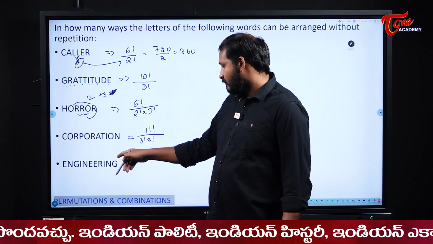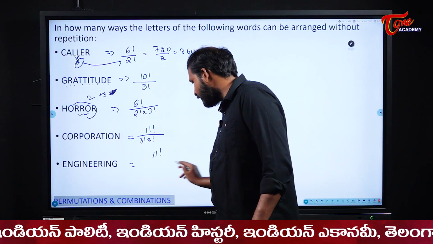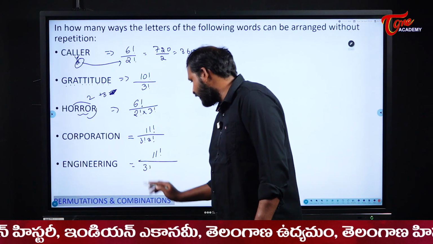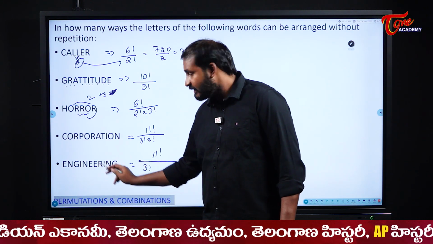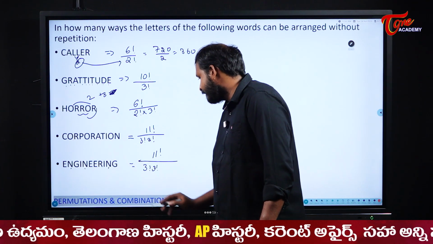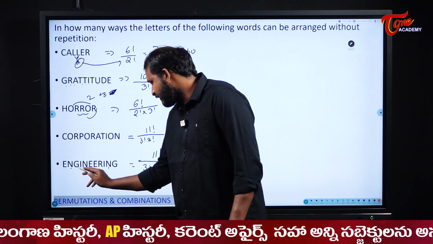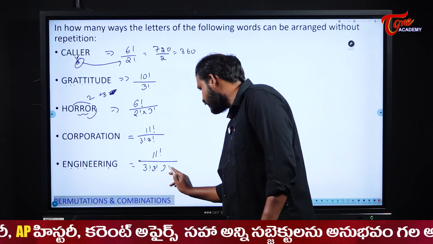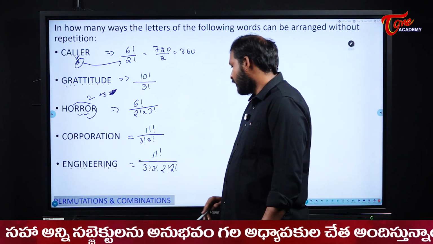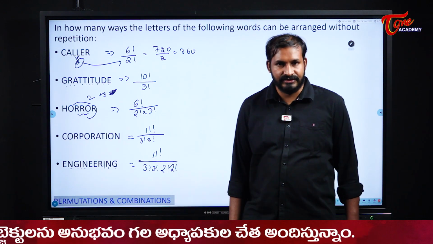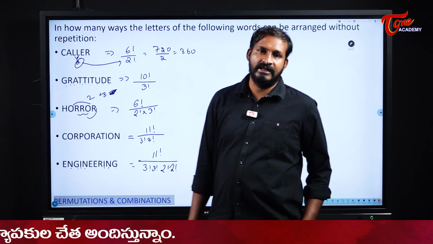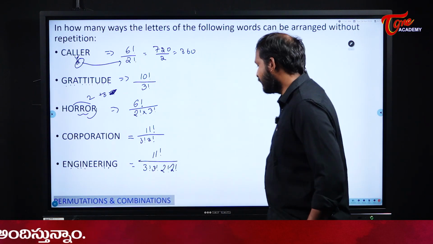Similarly in engineering, total how many letters are there for me? 11 letters, so 11 factorial. And E was repeated how many times here? E was repeated 3 times. Okay, 3 factorial. Next, N was repeated how many times here? N was repeated 1, 2 and 3. So 3 factorial. Next, G was repeated how many times? 2 times, so 2 factorial. Next, I was repeated how many times? 2 times, so 2 factorial. Okay. So we need to write them individually and just solve it, and we will get the final answer. Understood? Right. Next one.